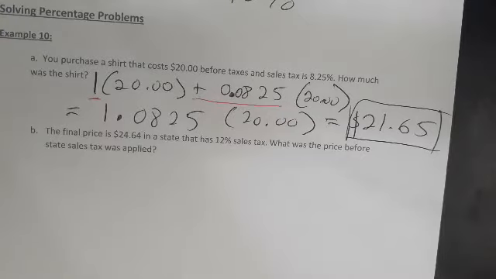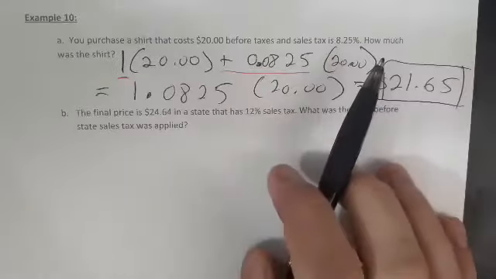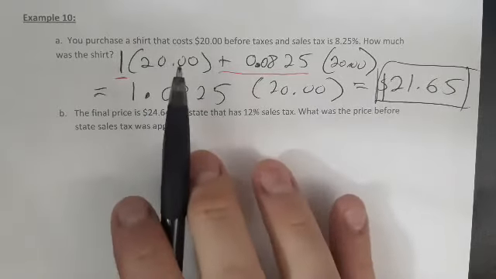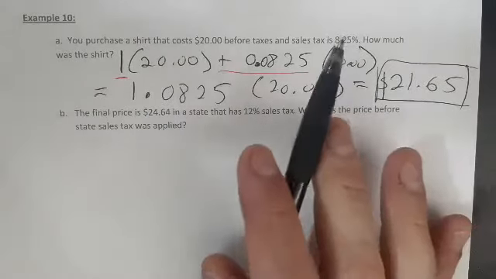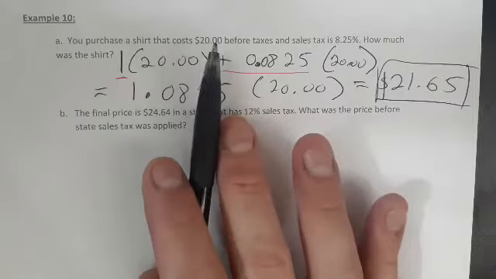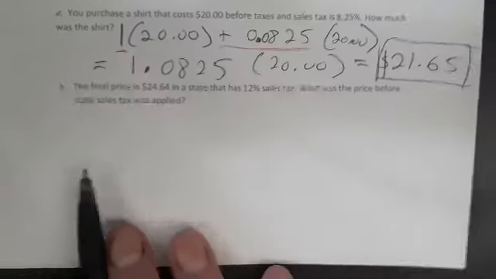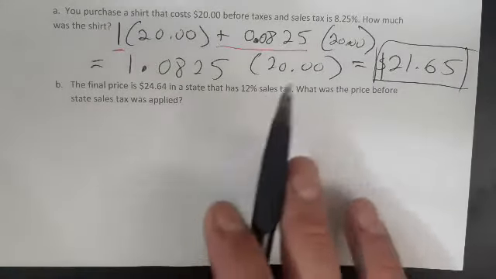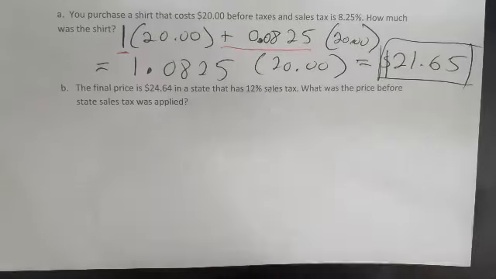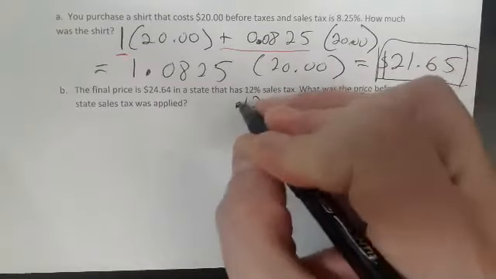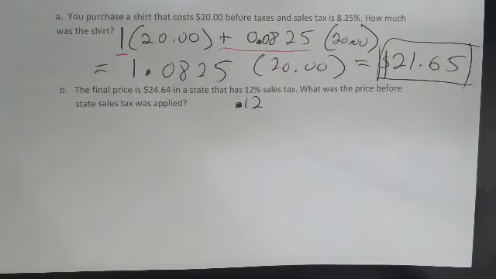Okay, so this is one way, and to me, this is the more straightforward way, hopefully. I'm taking this price, 20, and I'm adding 8.25% of 20 to it. This says the final price is $24.64. My sales tax was 12%, so I'm just going to say 0.12 right away. What was the price before state sales tax was applied?